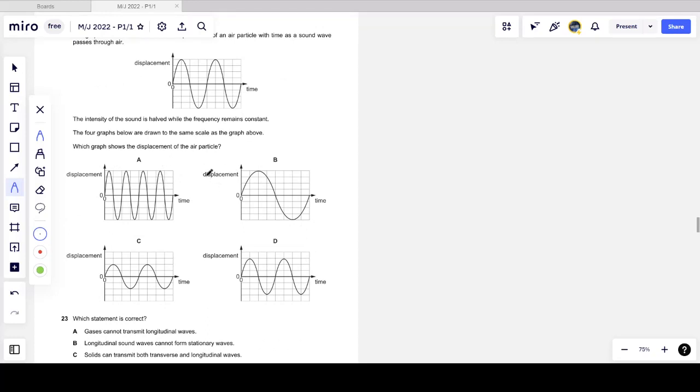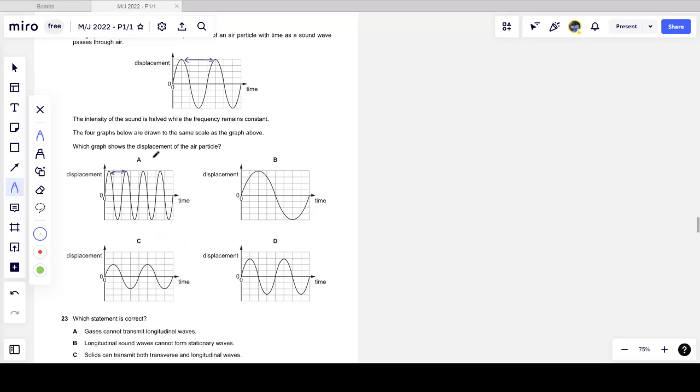Okay. And so what we need to do is to figure out our relationship between intensity and frequency and intensity and amplitude. Now, intensity and frequency should remain the same. So what I should have is the distance between peaks should remain constant, which is not the case there.